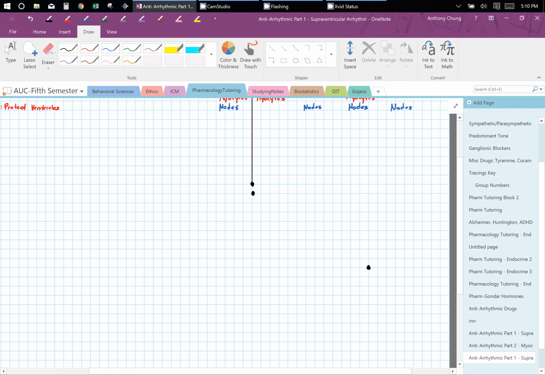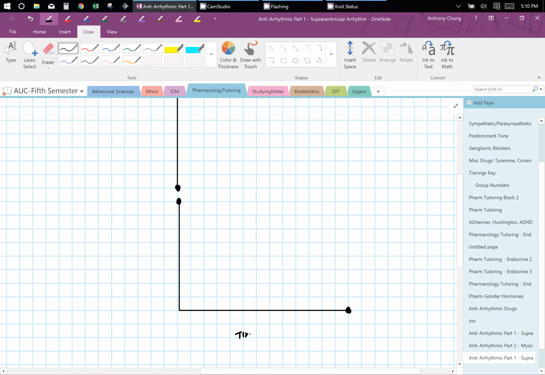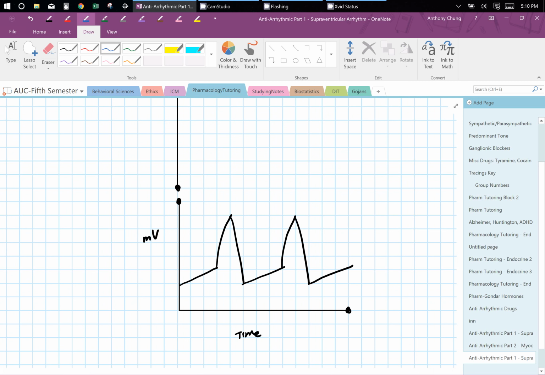So I'm going to draw this over here. This is time over here, and this is going to be your millivolts. Nodal tissue. What does nodal tissue look like? It looks like this. Right? So let's name the channels, and the channels are kind of important. So I'm going to do this from here to here. I'm talking about this segment over here.